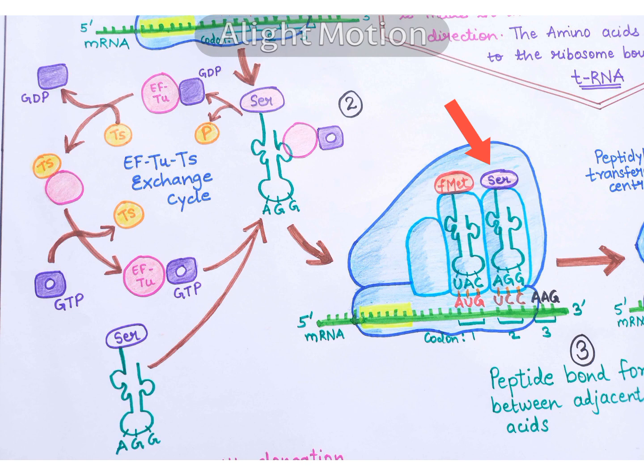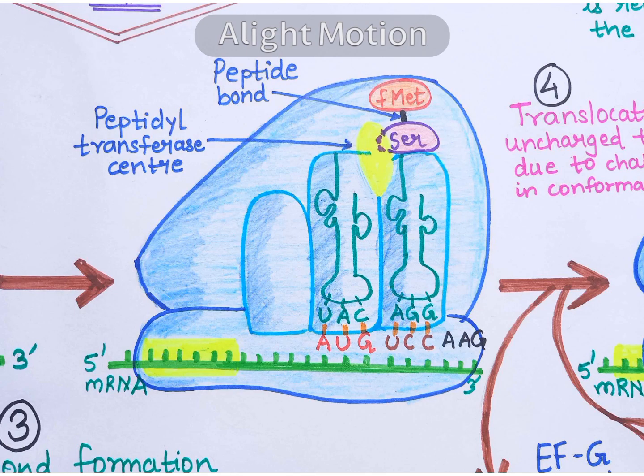In the next step, the charged tRNA binds to the A site with the help of EF-Tu. The EF-Tu is then released from the A site when the binding of the charged tRNA is complete. The ribosome maintains the two aminoacyl-tRNAs in the P and A sites in the correct positions so that a peptide bond can form between the two amino acids.